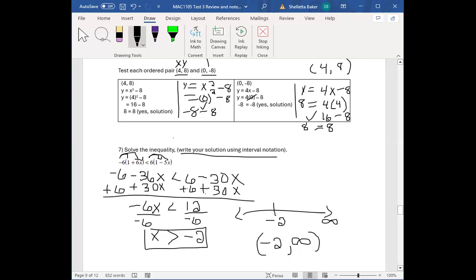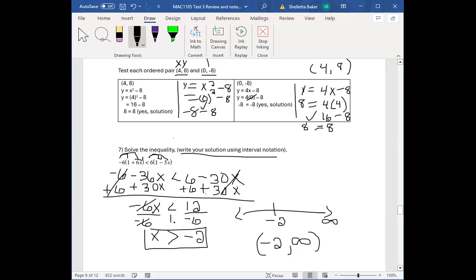Combine like terms, so we add 30x to both sides. That cancels out the 30x on the right. On the left side, -36x plus 30x, we get -6x. And then we added that 6 to both sides. Cancels on the left, but 6 plus 6 gives us 12 on the right side. And then we divide both sides by -6.